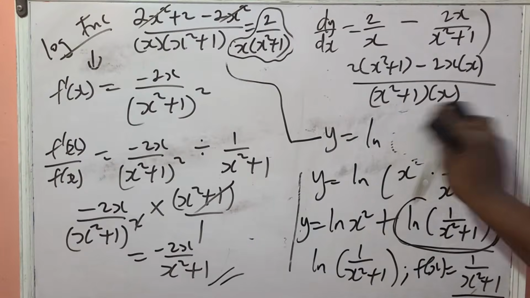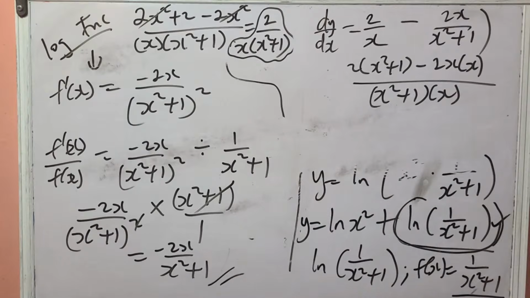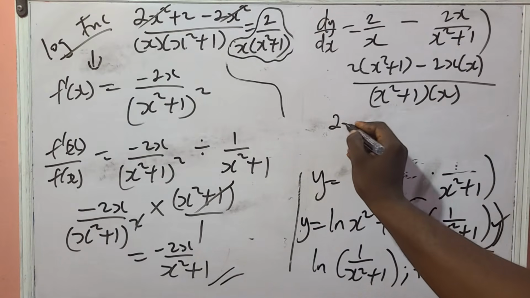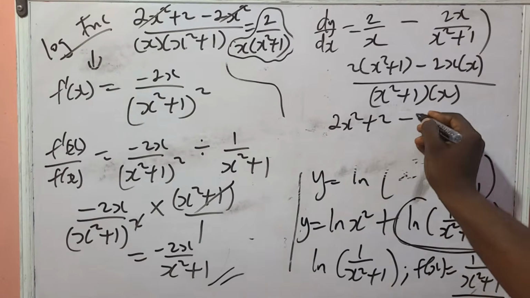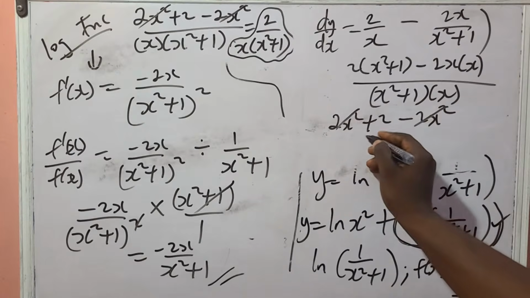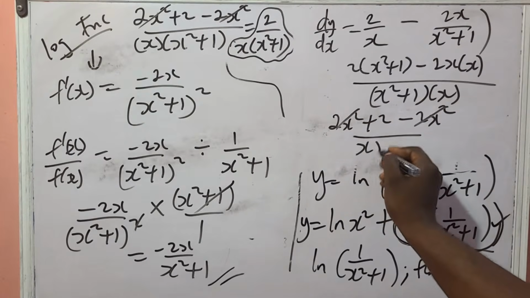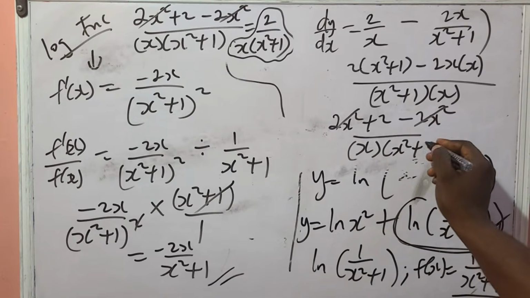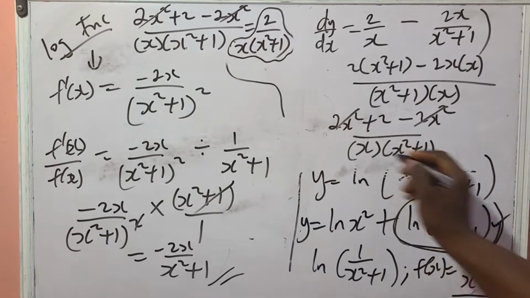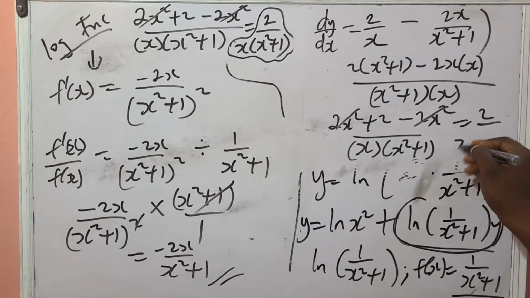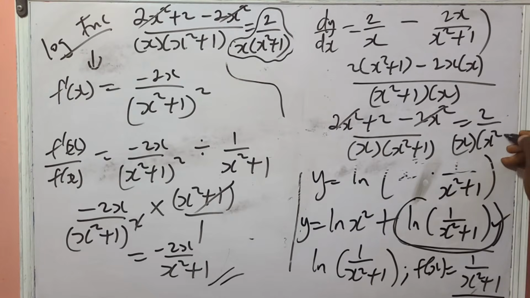So you do this now, you'll be getting 2x squared plus 2 minus 2x squared. This cancels this. We are left with 2 over x into x squared plus 1, which is the same answer we got here. Can you see? 2 over x squared plus 1. So any way you move through, you will get the same answer. That's all I'm trying to prove to you right here. So you just need to be mathematical. That's all that really matters.